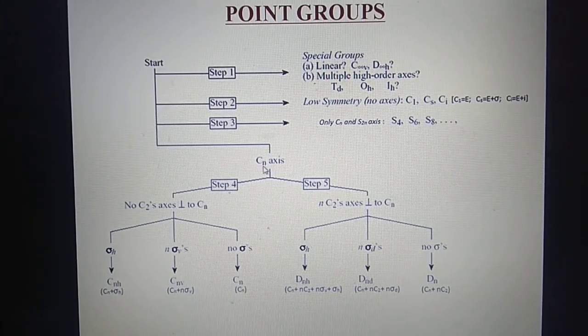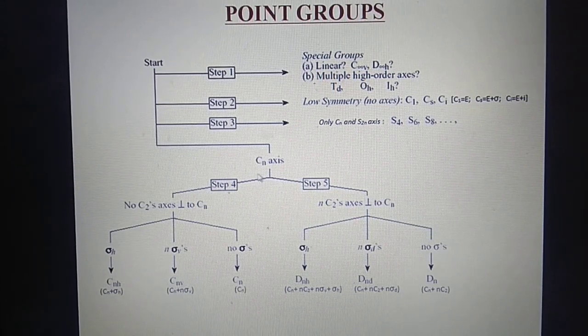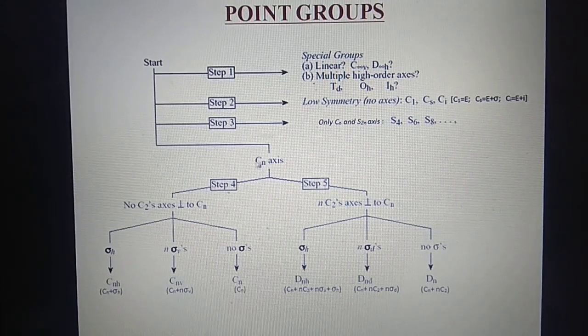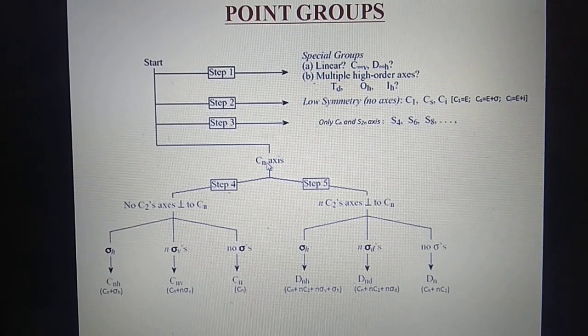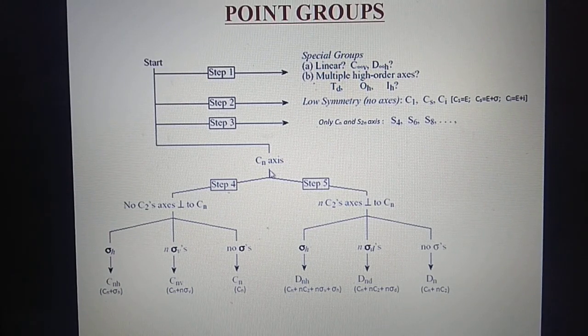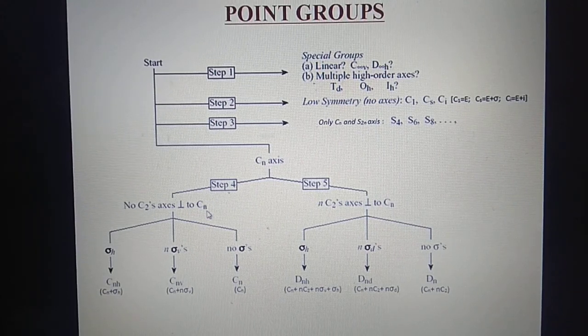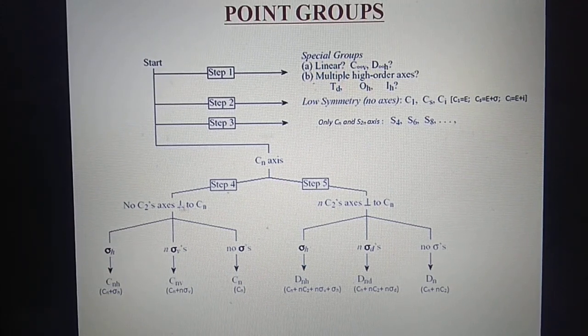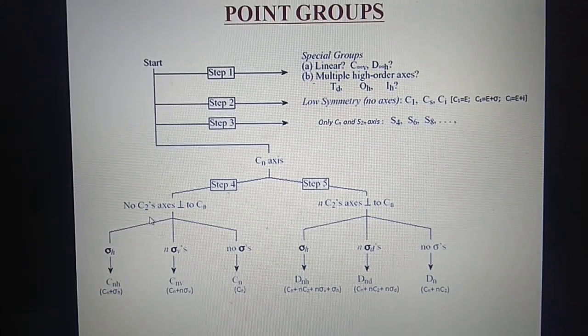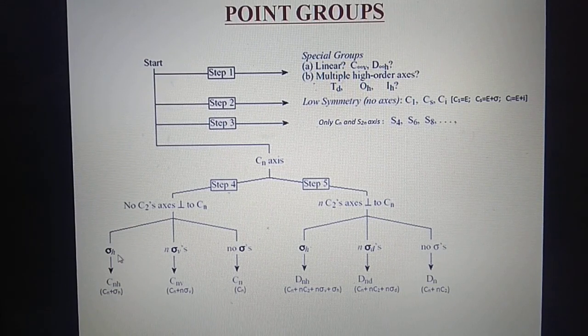Okay. Now, after that, we will move towards the molecules or groups where some principal axis of rotation is present. That principal axis of rotation is represented as Cn. Here again, we will divide molecules into 2 categories. First one: if any C2 axis perpendicular to the principal Cn axis is absent, we will look whether sigma h is present or not.